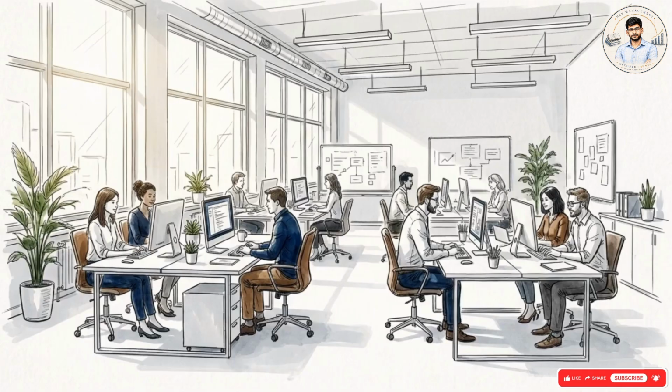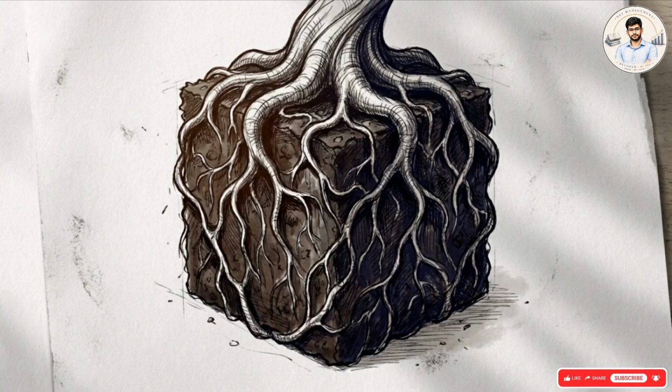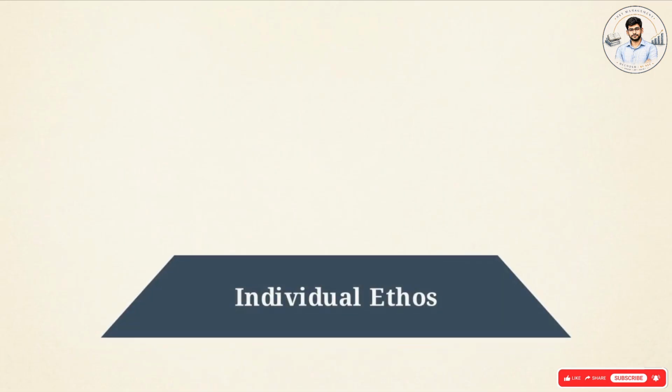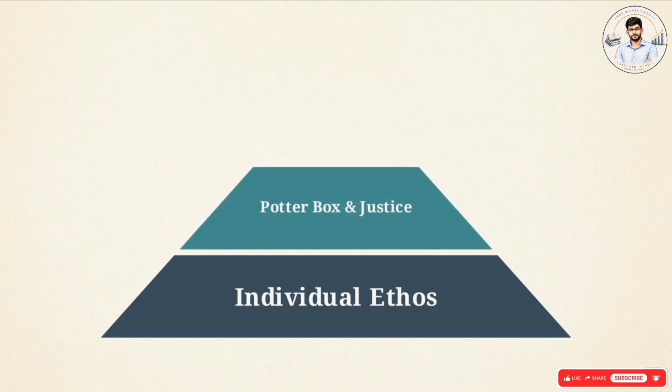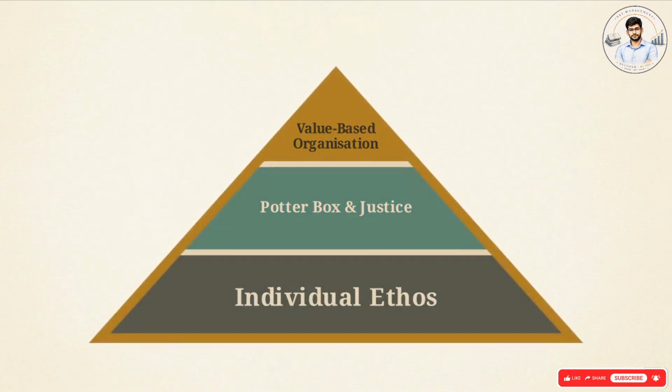By institutionalizing these values, a VBO creates an environment where ethical choices become the standard behavior for the entire workforce, providing stability even during periods of market volatility. This pyramid shows how these concepts link together. We started with the root of individual ethos, used the Potter Box to resolve specific dilemmas, and scaled those principles up to build a value-based organization.